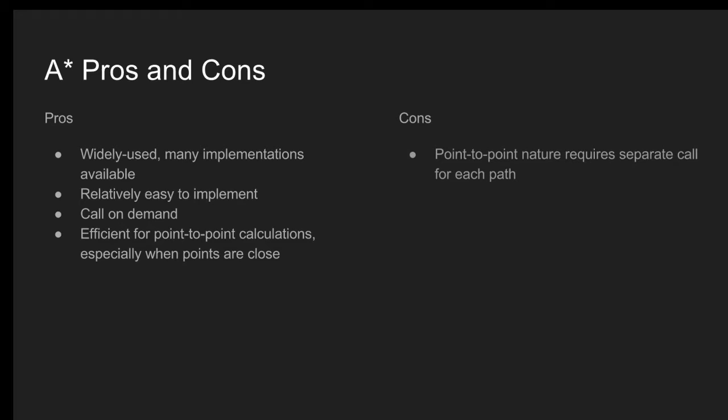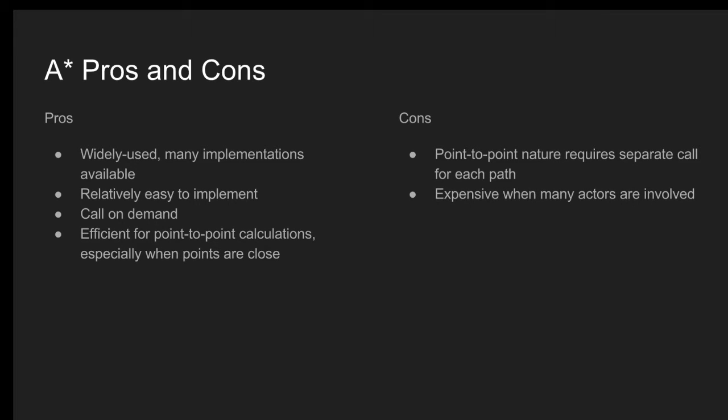The cons to this approach is that because it's a point-to-point path that you're generating, anytime an actor moves a square or something on the map changes, you might have to recalculate the path, which is expensive. So you can use it until something changes, and then you need to recalculate. That can be inefficient, and that is potentially a problem.